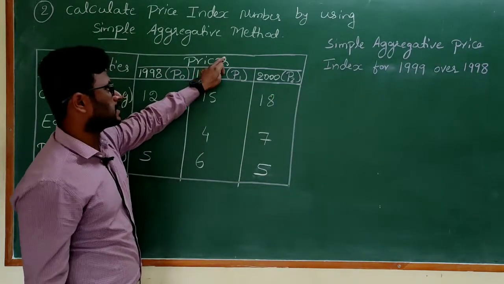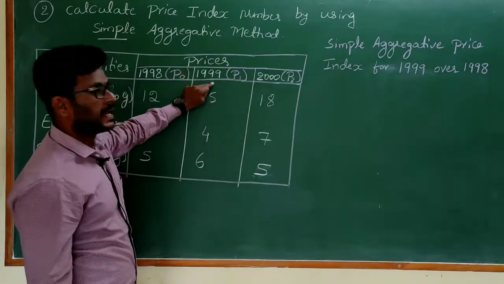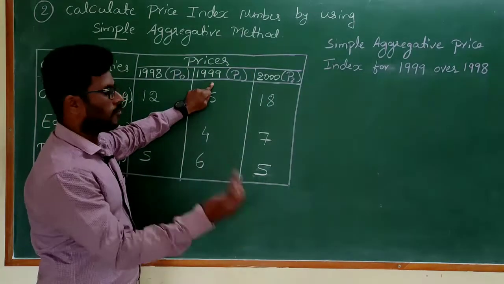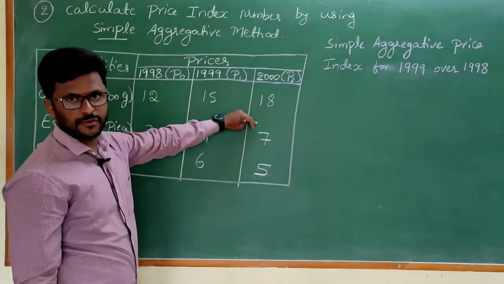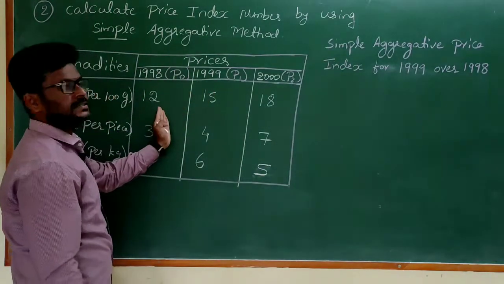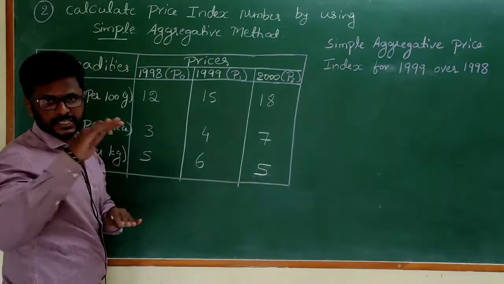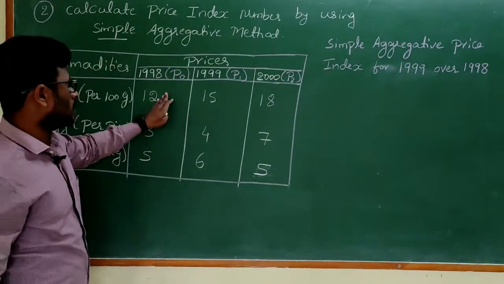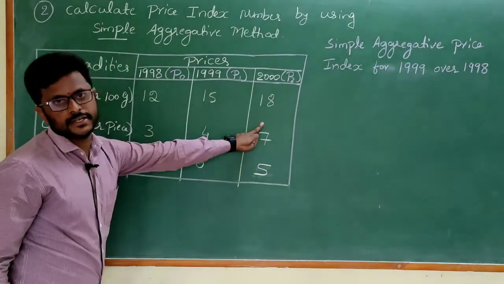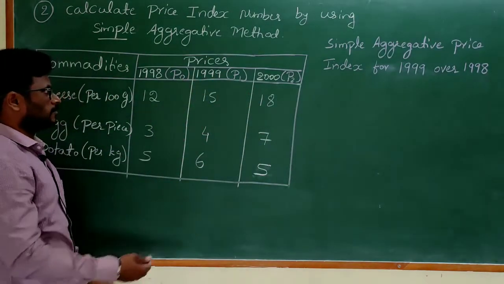That is the prices of 1999 and prices of 2000. So, we should apply the formula based on this information. The base year is the same for both. Current year changes, but the base year is common to all the current years. Let us know how to solve the problem.